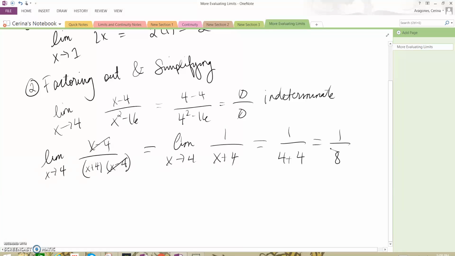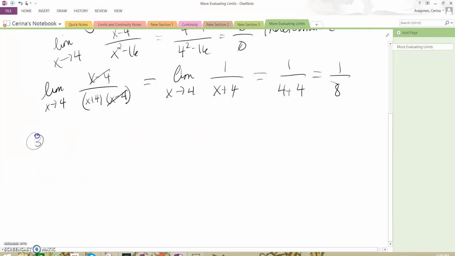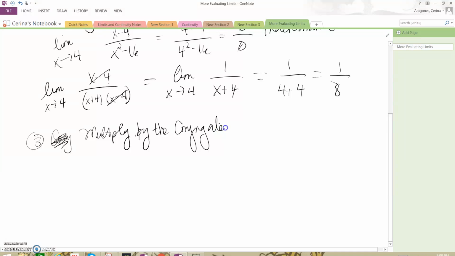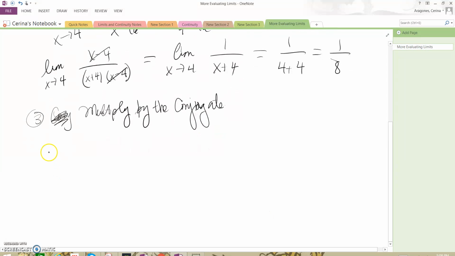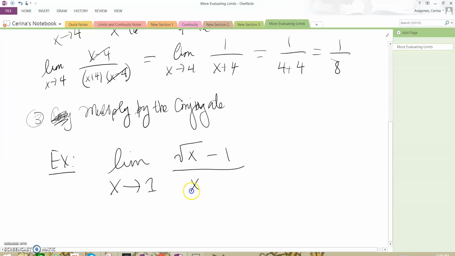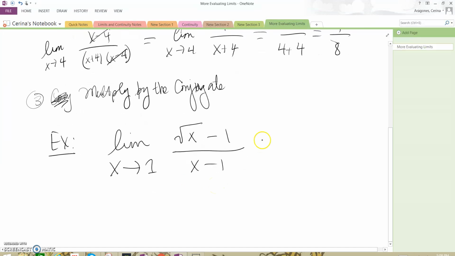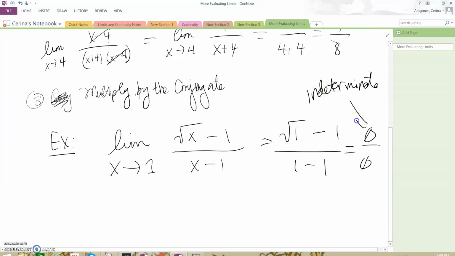Sometimes you'll get functions that have square roots, and one method you can use for those functions is to multiply by the conjugate. Okay, so I'll show you just an example. Let's say you have the limit as x approaches 1 of the square root of x minus 1 over x minus 1. So as you can see, if I plugged in 1 for x, I would get 0 over 0, which is indeterminate.